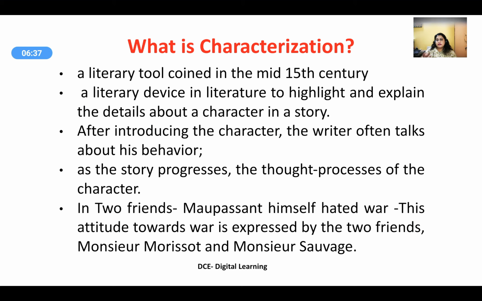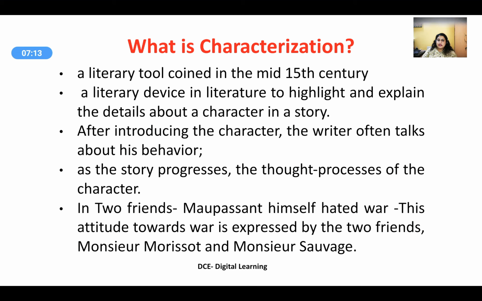In fact, characters make up the story. Without good characters, without all sorts of characters, without round and flat characters, etc., the story doesn't survive. So, characters are of utmost importance. After introducing the character, the writer often talks about his behavior. In fact, the writer usually uses the characters as his own mouthpiece to express his views. Character is the medium through which the speaker is able to express his point of view.